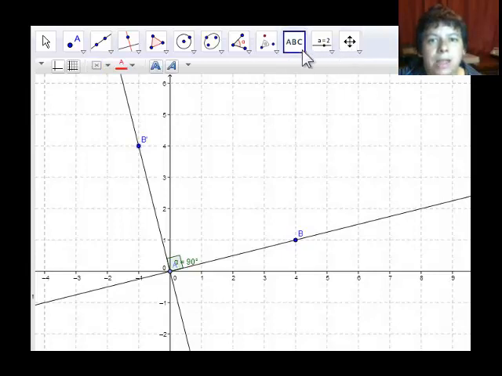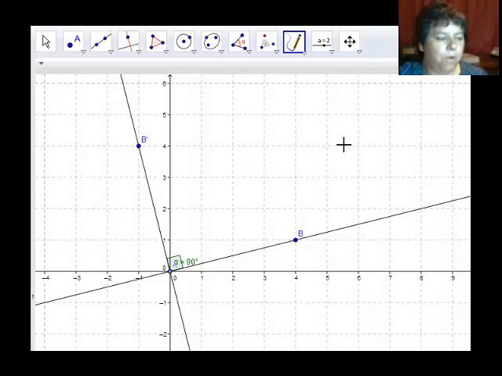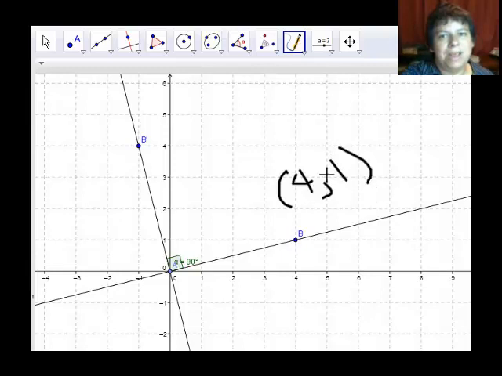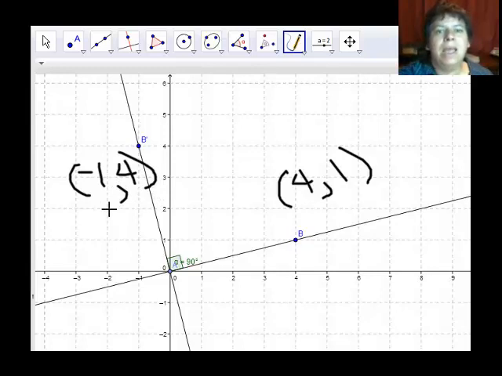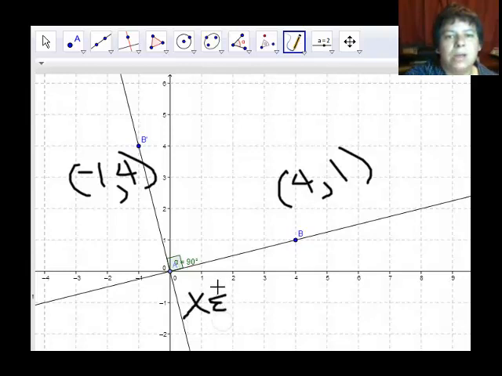So let me go ahead and get my pen. 4, 1. All right? And then what are the coordinates for the other point? Here the points are -1, 4. What happened? It looks like the x and y switched. X and y switched.